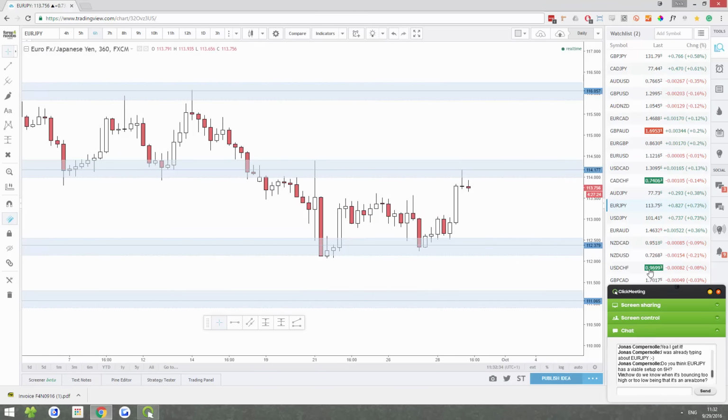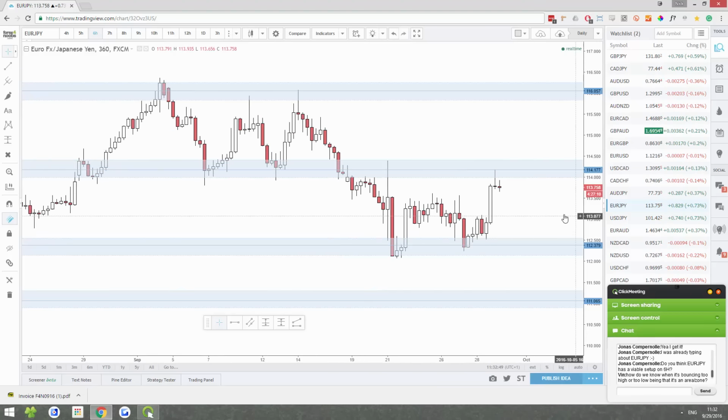The thing is, Jonas, this one is pretty low from the resistance area. I mean, let's face it, that indecision candle there is pretty low. I guess I can answer 2 questions at one time. So what do I think about EURGBP? And Vin's asking, how do you know if a price is bouncing too low?